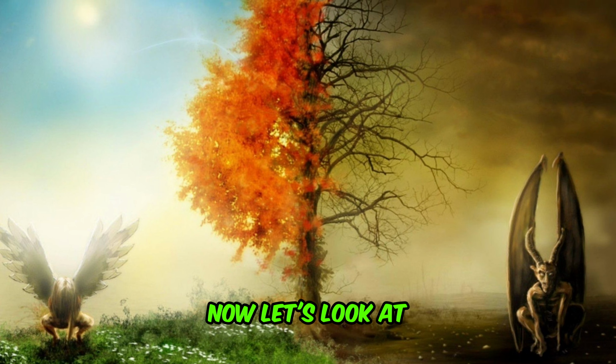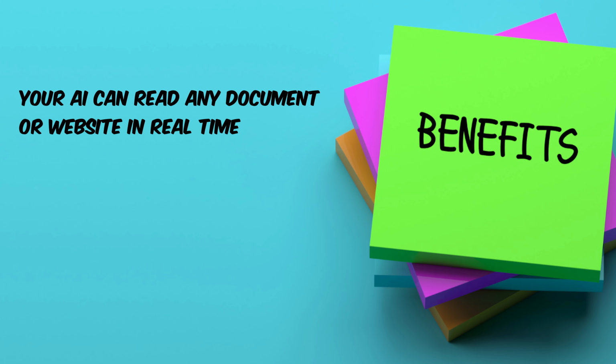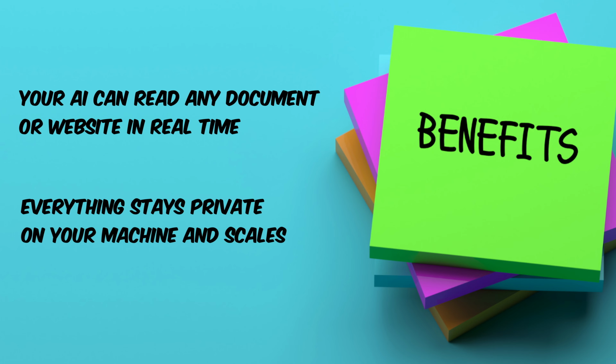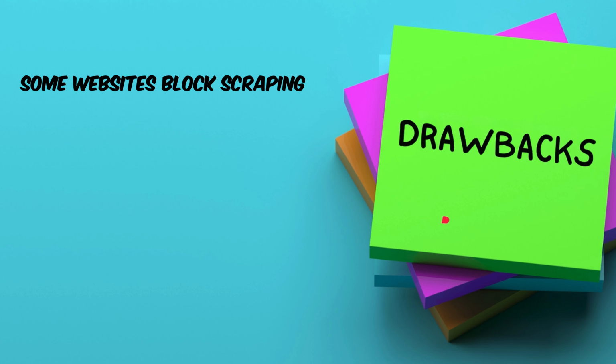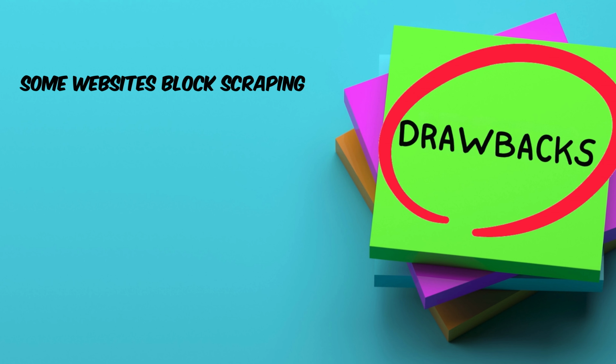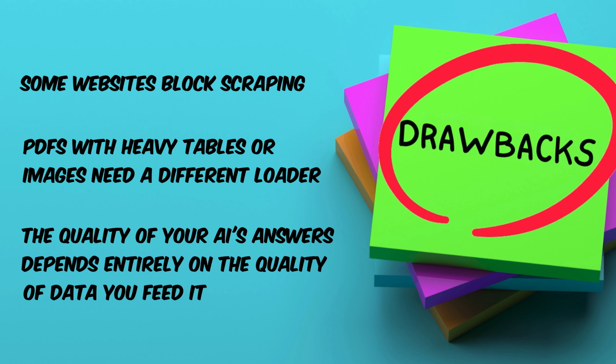Nice. Now let's look at the benefits and drawbacks. First, the good stuff. Your AI can read any document or website in real time. Everything stays private on your machine and it scales. Whether you have 10 files or 10,000, it works the same way. Now, the honest part. Some websites block scraping, so you'll hit errors on certain pages. PDFs with heavy tables or images need a different loader, and the quality of your AI answers depends entirely on the quality of the data you feed it. Garbage in, garbage out. The better your ingestion pipeline, the smarter your AI becomes.